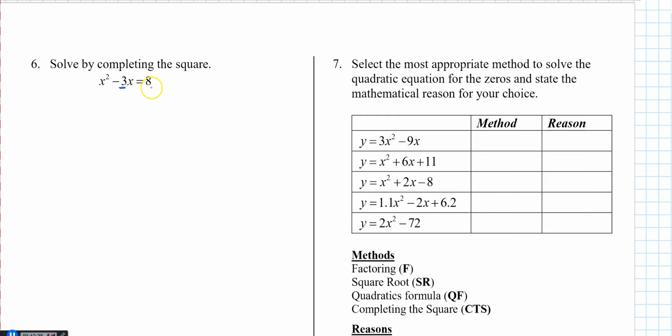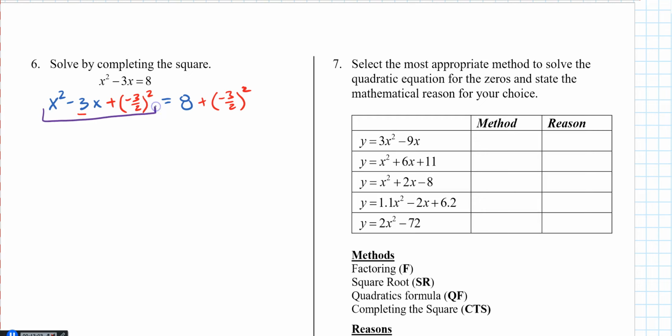Our constant is already on the other side, so we're going to go ahead and start with x squared minus 3x, leave some space, and it's equal to 8. And this is where we complete the square by adding that b term over 2 squared to both sides. So we add -3 over 2 squared to each side of the equation.